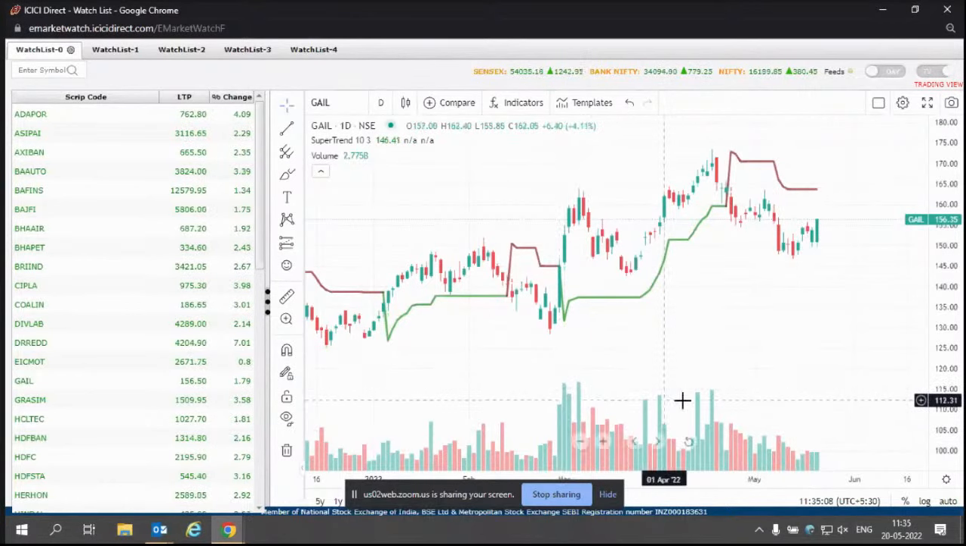But if the stock has less volume and is moving up, that can deteriorate the trend once the trend reverses. So volume supported by price is something one can look out for.